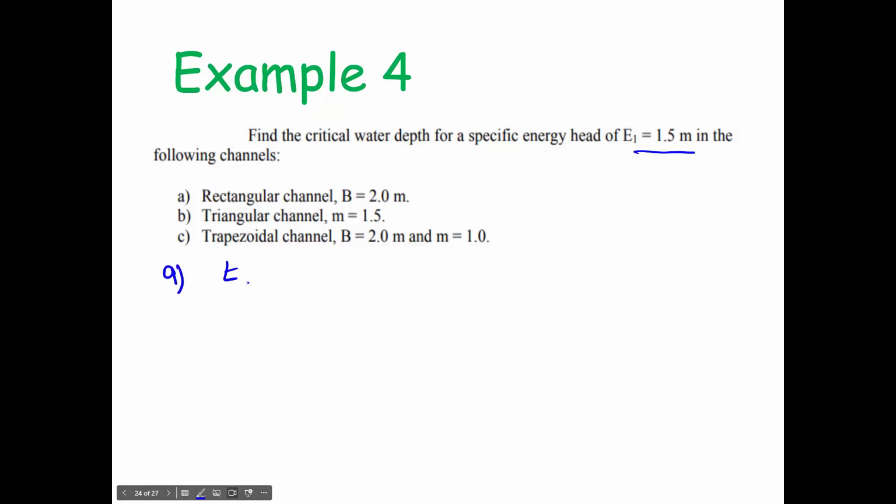I will start with A, and it says that the specific energy for point 1 is 1.5 meter. I have a rectangular channel, 2 meter, and that's all I have. Find the critical depth. So it asks me what is YC.